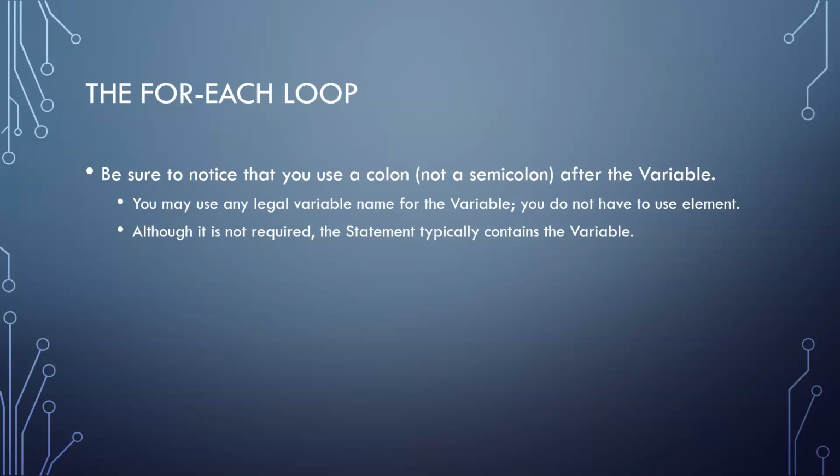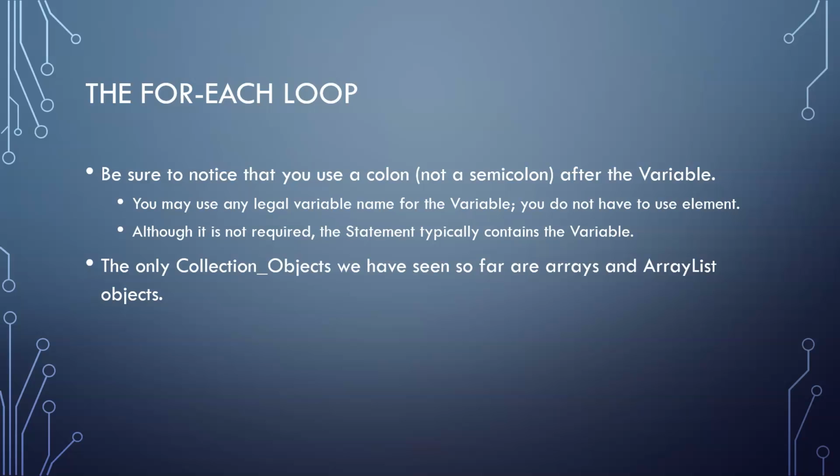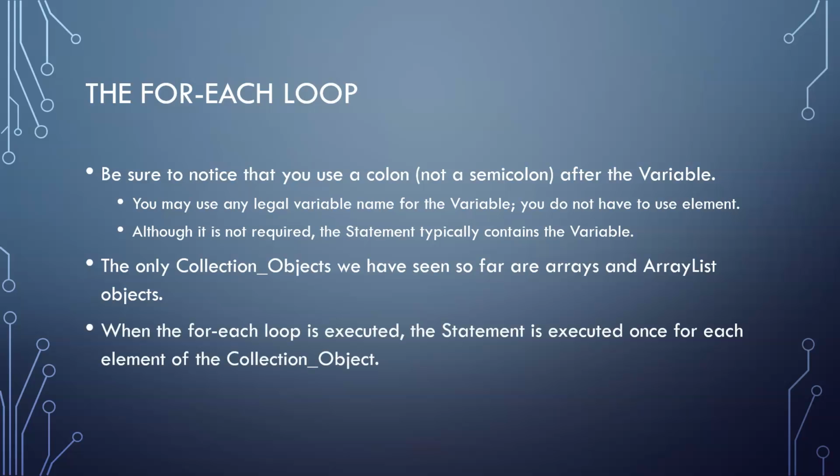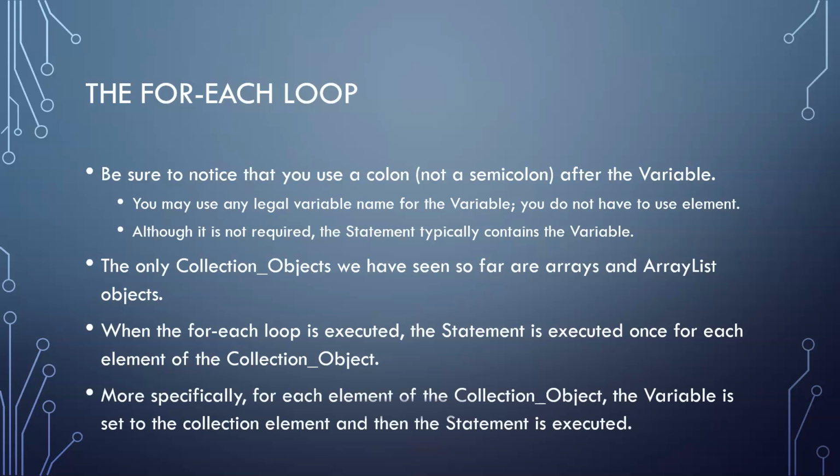Now, although it's not required, the statement typically uses the variable in some fashion. Like in ours, it was just a System.out.println of element. That's all it was. The only collection objects we have seen technically so far are arrays and ArrayList objects. When the for each loop is executed, the statement is executed once for each element of the collection object. More specifically, for each element of the collection object, the variable is set to the collection element, and then the statement is executed. So for every element it goes through, it's calling that statement.